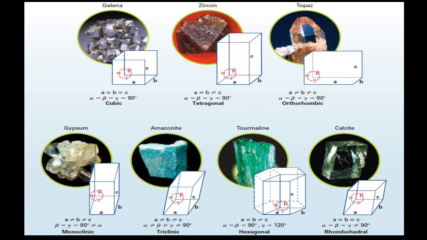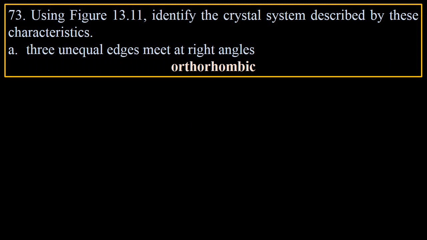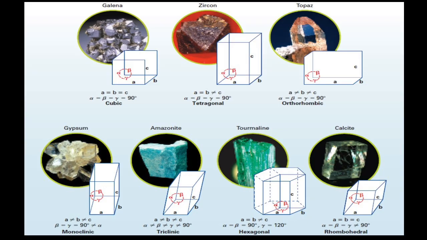All right, it's not that one. Okay, it's not that one. Interesting. Looks like orthorhombic. Unequal edges meet at right angles. See the orthorhombic? None of the sides are equal, yet they're all 90 degrees. They're mutually 90. So that's interesting. All right, next question.